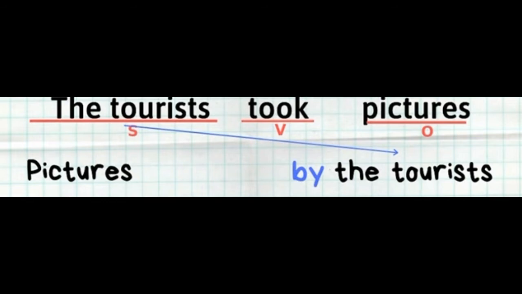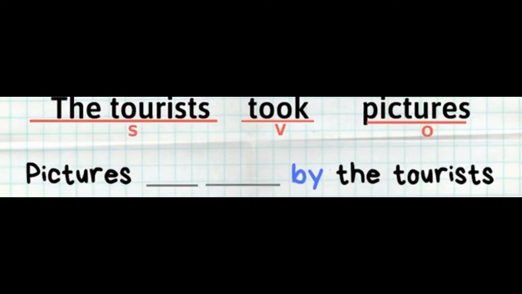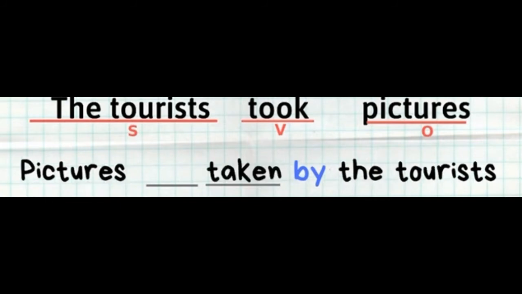Then we check the verb and we notice that it's in past. The verb is take and in the sentence is took. But it doesn't matter. We are going to change it to past participle. The past participle is taken. Then, as you remember, we need the verb to be. For us to know in which tense we are going to use it, we have to review the verb again.